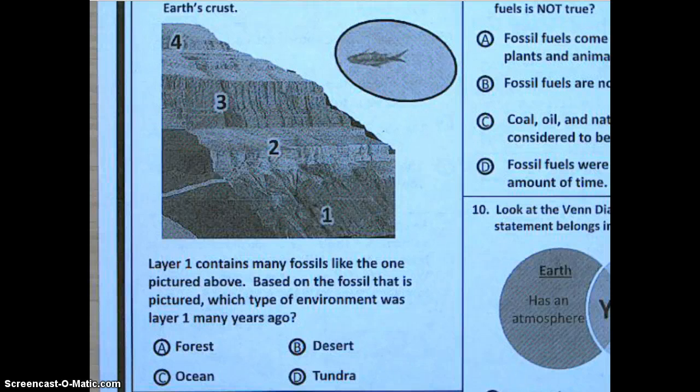Number 7. The diagram below shows rock layers in the Earth's crust. Layer 1 contains many fossils like the one pictured above. Based on the fossil that is pictured, which type of environment was Layer 1 many years ago? A, forest. B, desert. C, ocean. D, tundra.